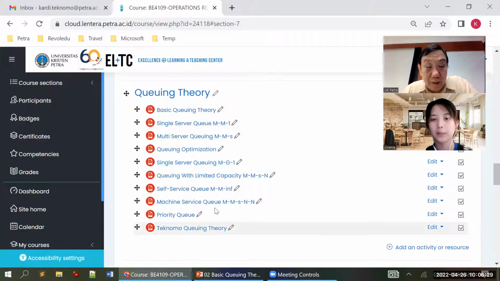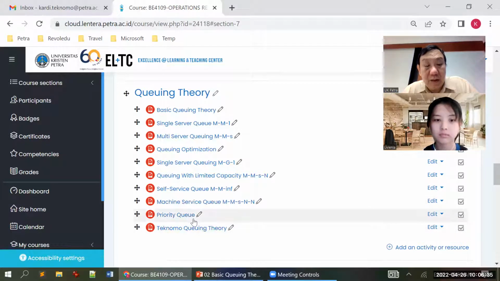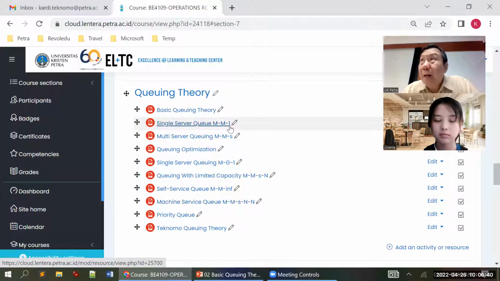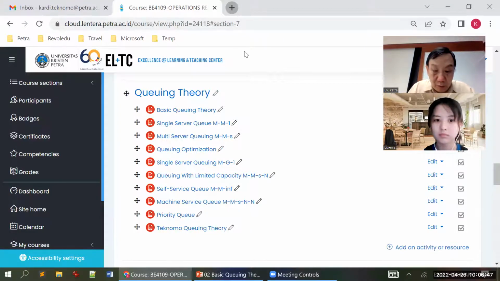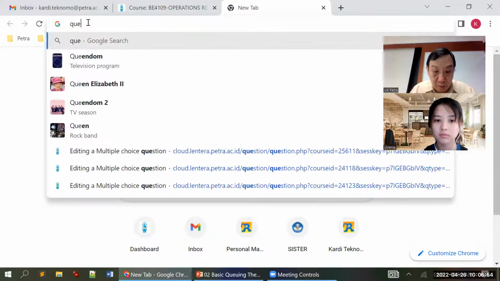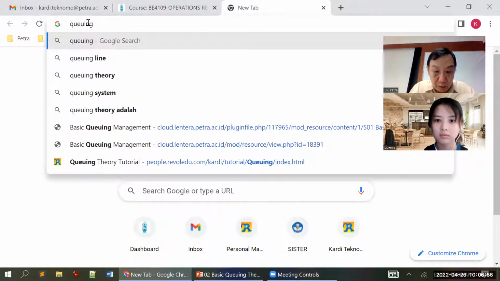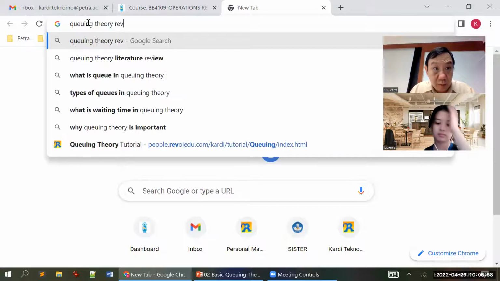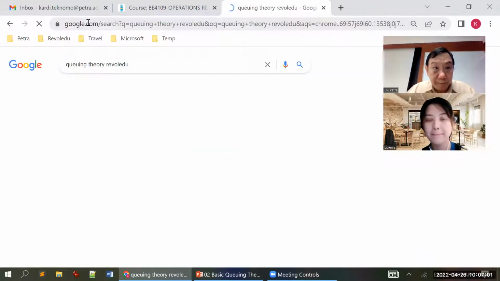It seems like a lot, but actually only the first and the last two are really significant. The others, I already have on a website that I created. So you can search for queuing theory in Google and follow it.